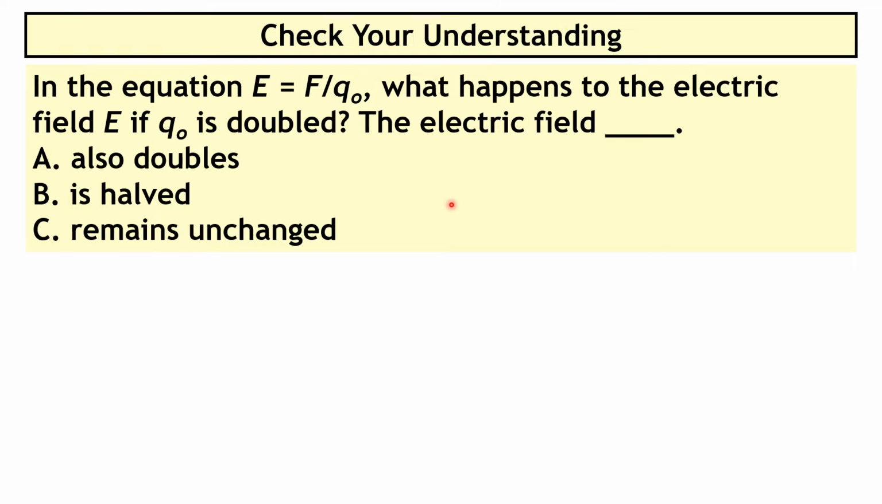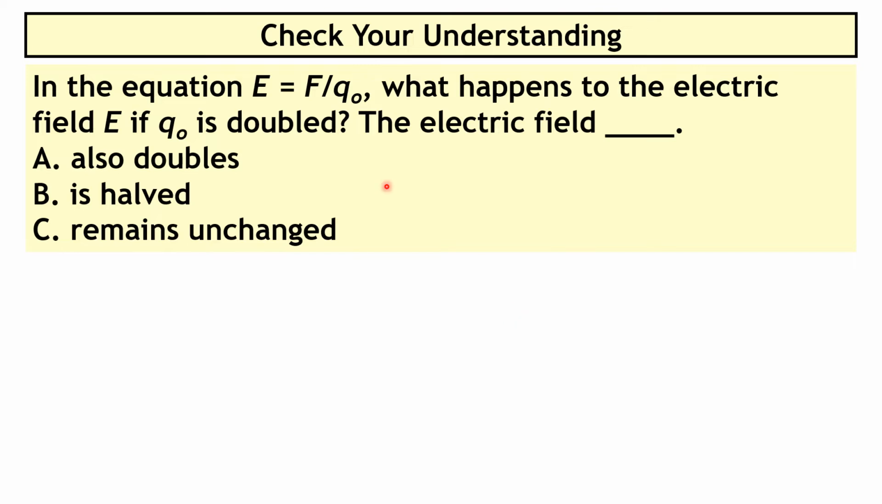All right, so let me check your conceptual understanding about electric field. In the equation E is equal to F over Q naught, what happens to the electric field E if Q naught is doubled? Here are the choices. Letter A, the electric field E also doubles. Letter B, the electric field is halved. Or letter C, the electric field remains unchanged.